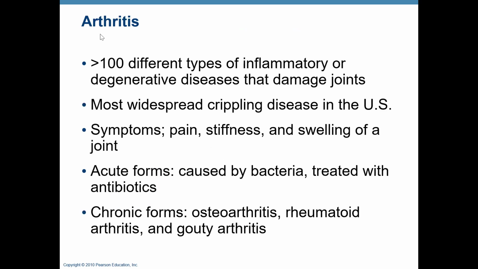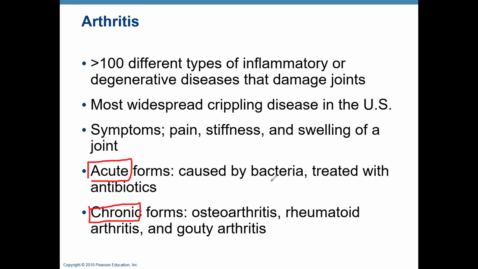Arthritis. Okay, what do we got here? This is an inflammatory or degenerative disease that damages where the bones meet, the joints. Symptoms, of course, include pain, stiffness, and swelling of a joint. It may happen within a short period of time. If you ever see this term here, acute, it means it happens within a short period of time. Now, if something were to gradually build up over a period of time and get progressively worse, then those are referred to as chronic.